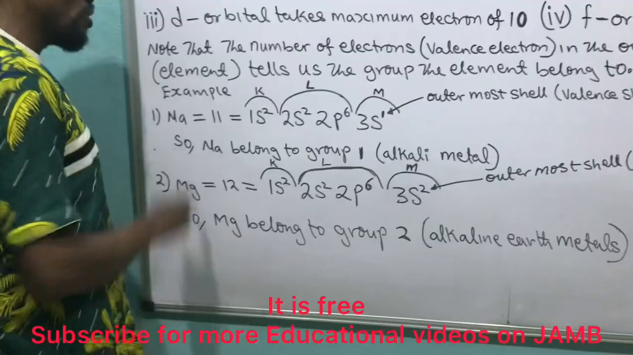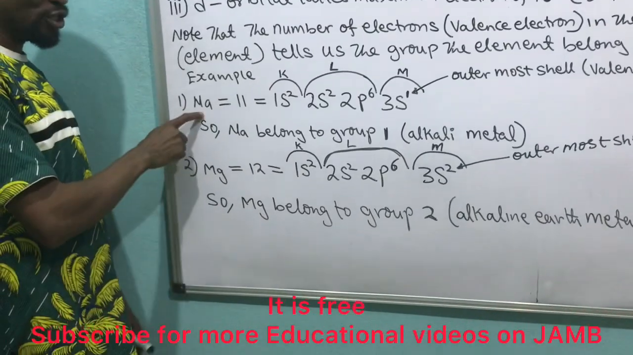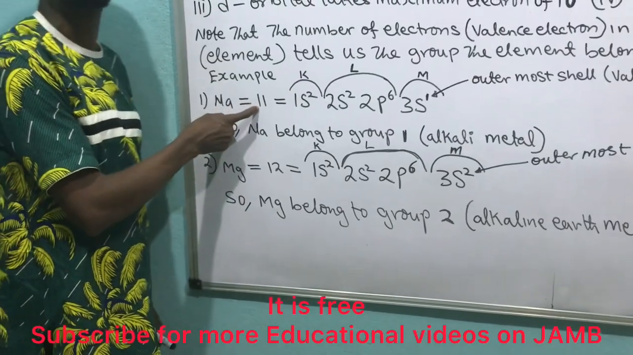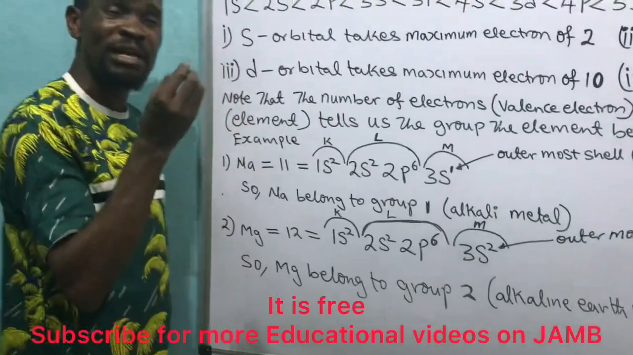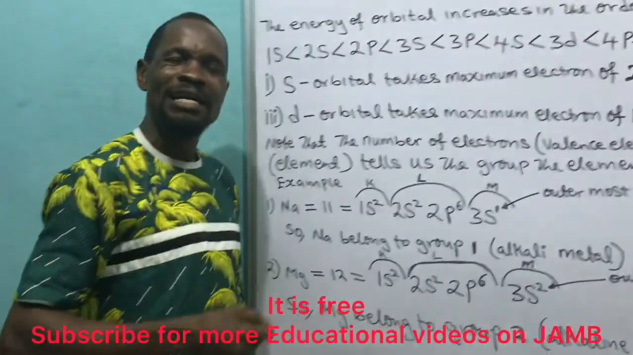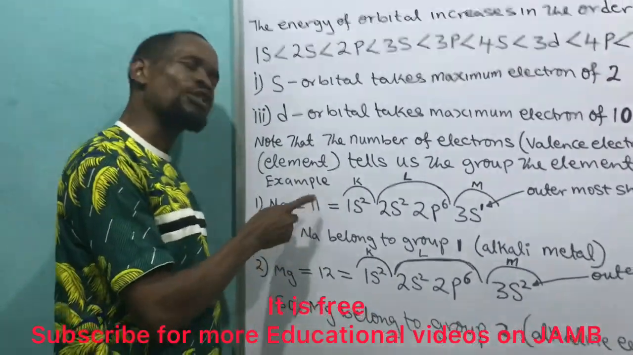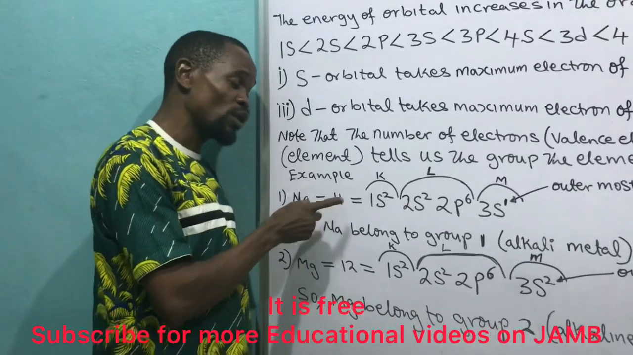That's what we say. For example, look at sodium. It has an atomic number. This 11, which is given to sodium, is the atomic number, not the atomic mass. We are talking about the atomic number of sodium, which is 11.